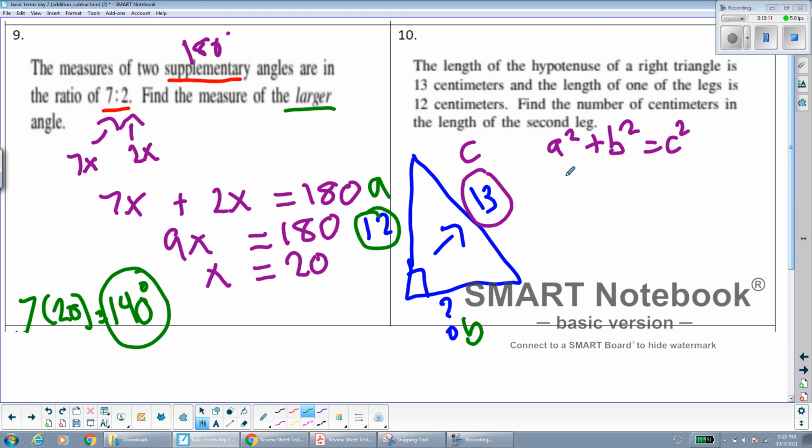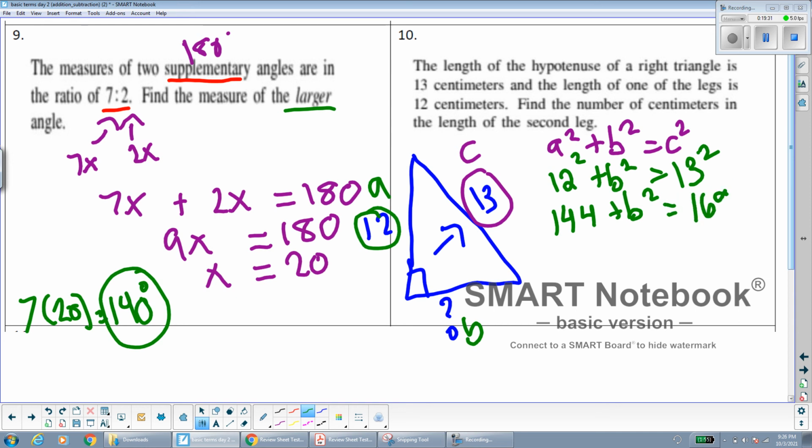So let's do it. Plugging in the 12 for A, we have 12 squared plus B squared. We don't know what the second leg is equal to 13 squared. 13 is the hypotenuse. Let's simplify this a bit. 12 squared is 144, and 13 squared is 169.